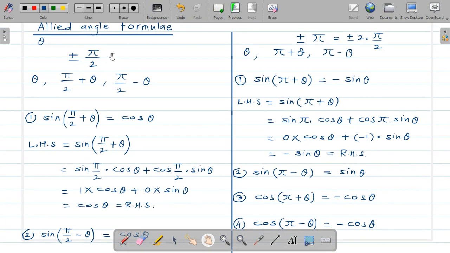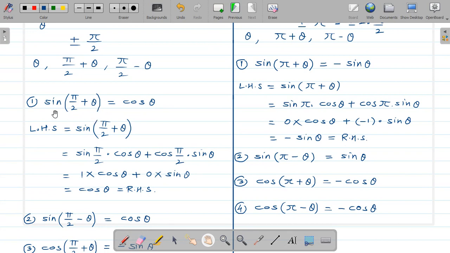So here we discussed that suppose theta is one angle, then another angle will be pi by 2 plus theta or pi by 2 minus theta. Here the multiple of pi by 2 will be either plus or minus 1. So plus or minus 1 pi by 2 is the sum or difference. So we get four formulae. That is, the first formula is sin of pi by 2 plus theta is equal to cos theta.